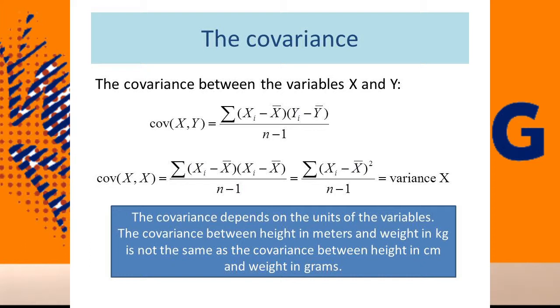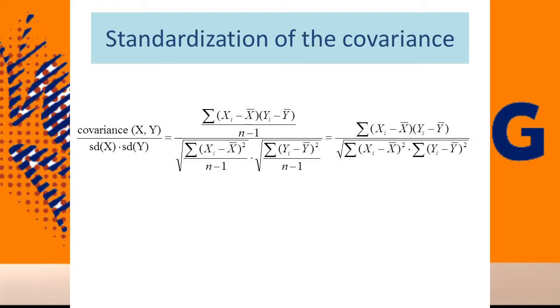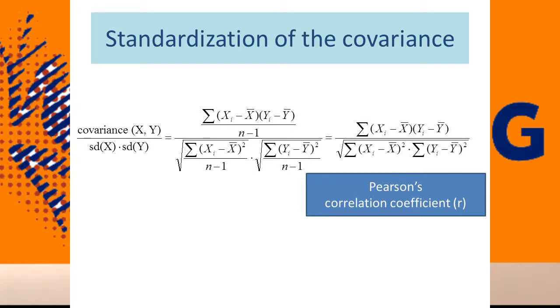Now the covariance depends on the units of the variables. If we will calculate the covariance between height and weight, we will find another number if we measure in meters and kilograms than if we measure in centimeters and grams. To overcome this problem, we can standardize the formula of the covariance. We do so by dividing the covariance by the product of the standard deviations of x and the standard deviation of y. Because we use the same units in numerator and denominator, these units will cancel out. In the formula, also the n-1 cancels out. The formula on the right-hand side is known as Pearson's correlation coefficient. Usually we use the small letter r for it.